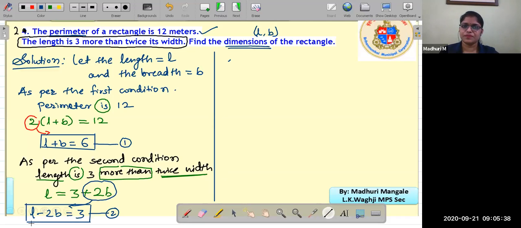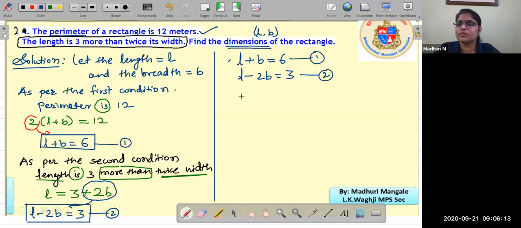How do we solve the 2 equations? What can be done? We have to use the elimination method, right? So carefully, we'll look at the terms. Which term, that is the L term or the B term, has the same coefficients? Clearly, we can see the L terms have the same coefficient. So what are we supposed to do? Let us look at the equations again. Those are L plus B equals 6, that is the first equation, and L minus 2B equals 3, this is the second equation.